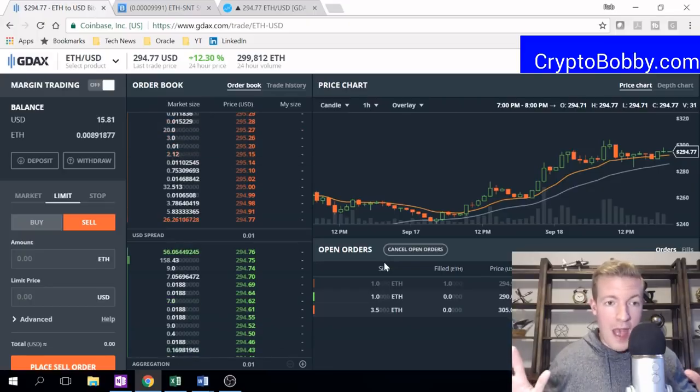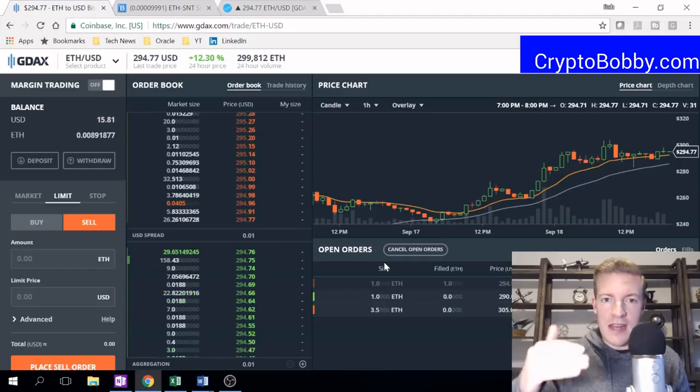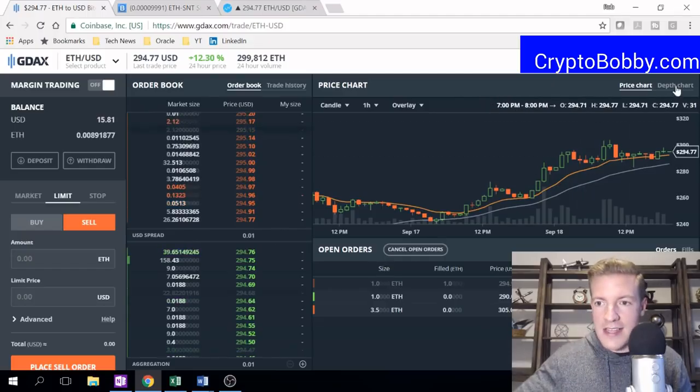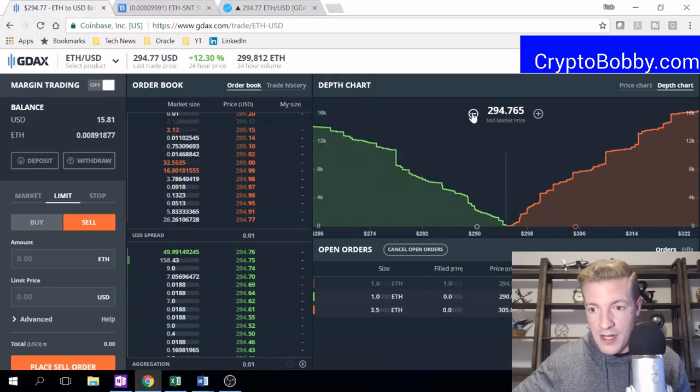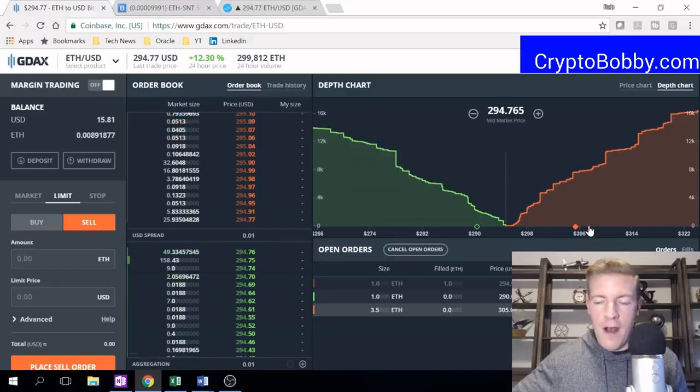and sit back. And if you're sleeping, if you're at work, whatever it is, that order is going to execute on the depth chart. We'll zoom out here and you can see here's my buy order at 290. Here's my sell order at 305.